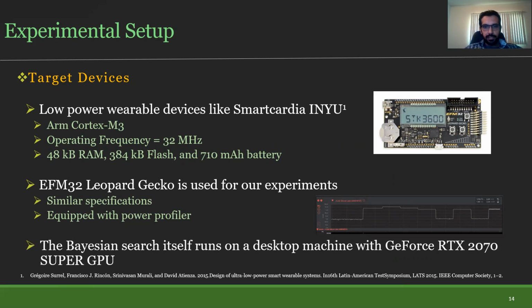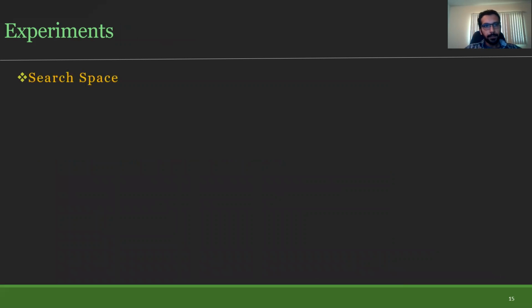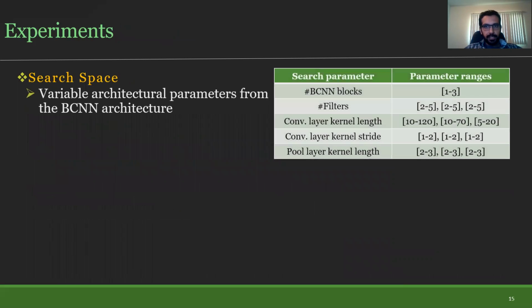The Bayesian search itself runs on a desktop machine with a GeForce 2070 Super GPU from NVIDIA. Our search space included variable architecture parameters from the BCNN architecture, like the number of BCNN blocks we want to include, the number of filters for each convolutional layer, the convolutional layer kernel length, the convolutional layer kernel stride, and the max pooling layer kernel length and strides.